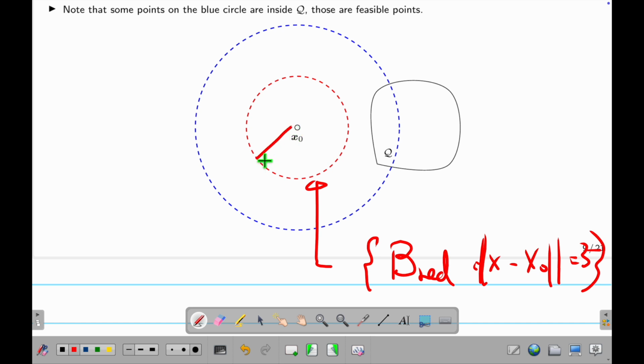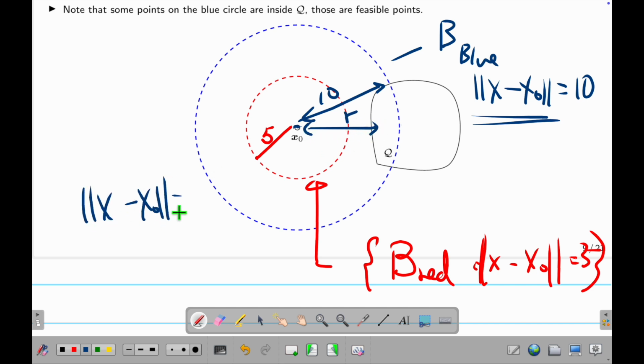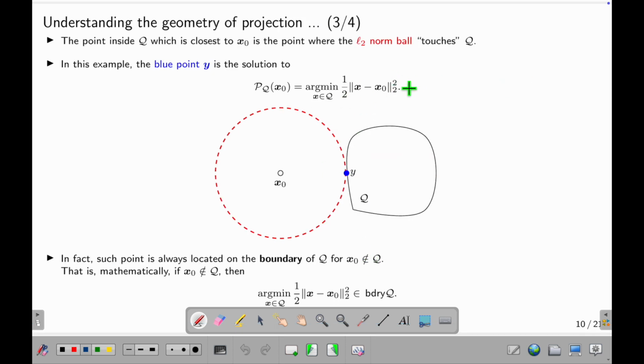So this is 5. What is this blue? This blue is another circle, the set of all x such that the norm of x minus x0 has radius 10. This is the two norm, right? So what is the minimizer for the x inside here? You find an unknown radius r such that the norm of x minus x0 is exactly r, and this x has to be in Q. That's the solution. This is the solution when this distance is smallest and this x is exactly in Q.